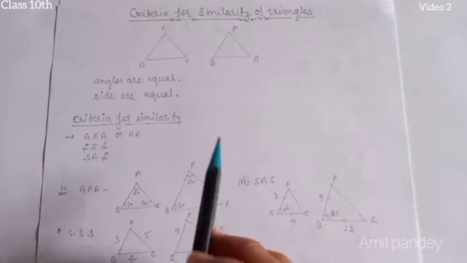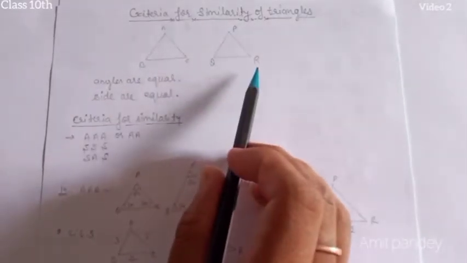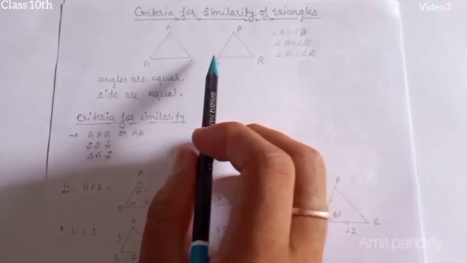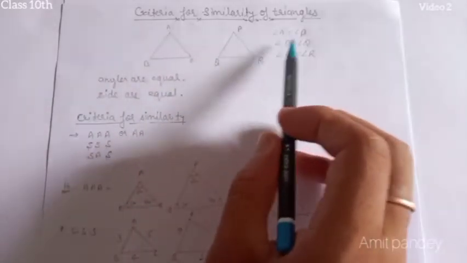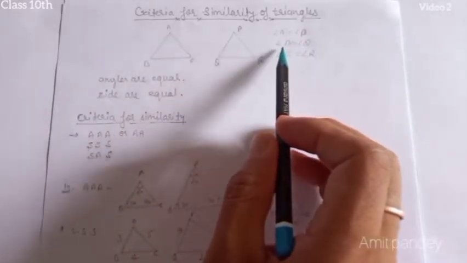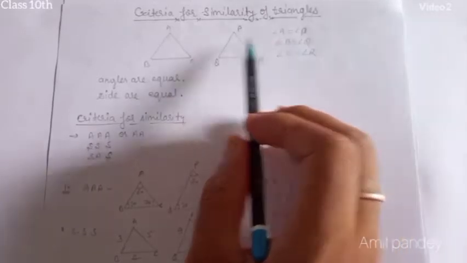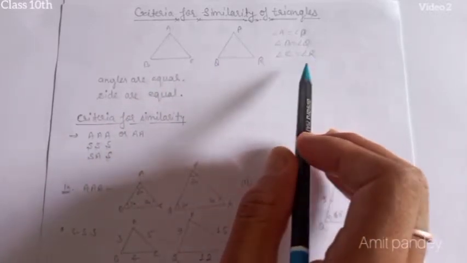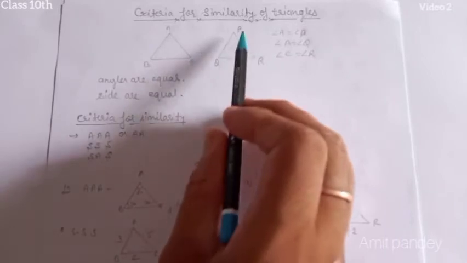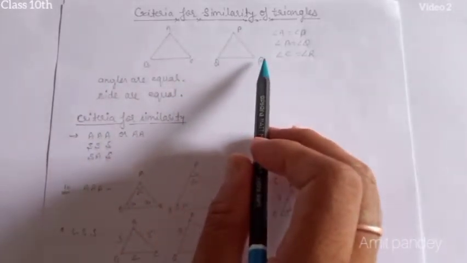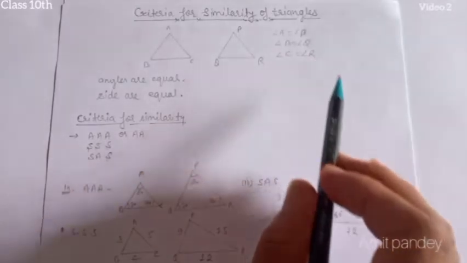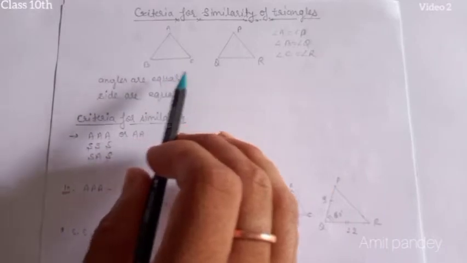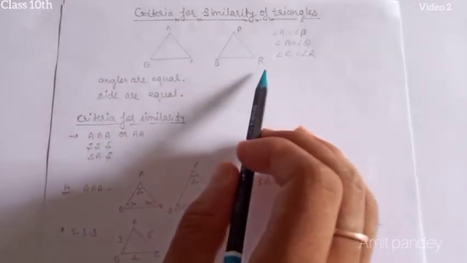Suppose here triangle ABC and triangle PQR. In two similar triangles, corresponding angles are equal to the corresponding angles of the other triangle. So angle A is equal to angle P, angle B is equal to angle Q, and angle C is equal to angle R. In a similar way, the sides AB and PQ, AC and PR, and BC and QR are in the same ratio. So if the angles are equal and the sides are in equal ratio, triangle ABC is similar to triangle PQR.